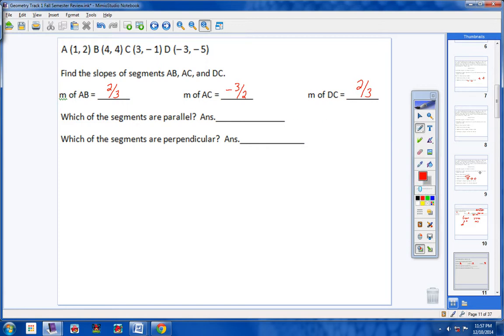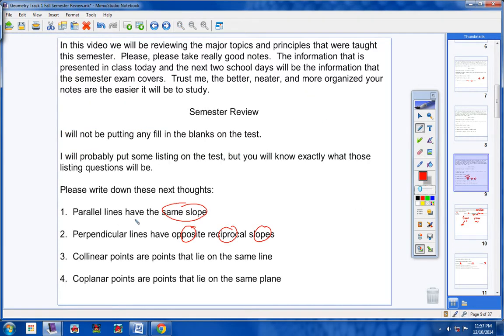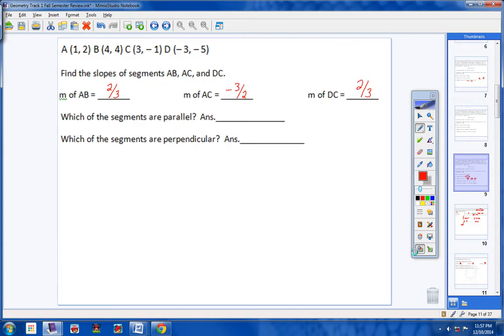Which are parallel? Well, remember, guys, parallel lines have the same slope. Well, looks like AB has a slope of 2/3. DC has a slope of 2/3. So I'm going to say that AB is parallel to DC. Okay?